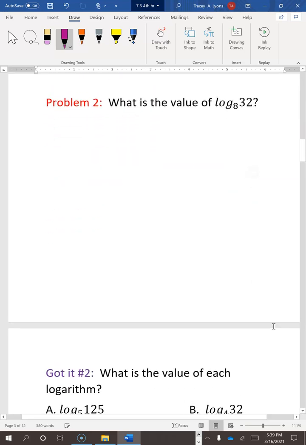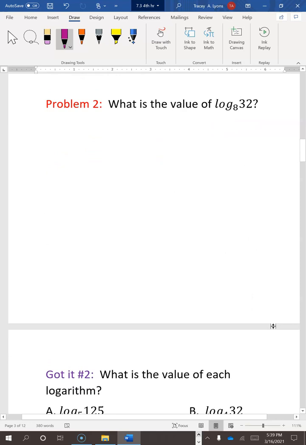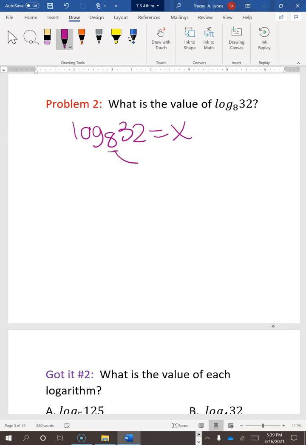Problem number 2. What is the value of log base 8 of 32? Well, we don't know what the value is, so let's set it equal to x. Log base 8 of 32 equals x. We don't know how to solve log equations yet, so we need to rewrite as an exponential. The base of the log becomes the base of the exponent. So 32 equals 8 raised to the x power. Once you swing that base over, the word log is gone.